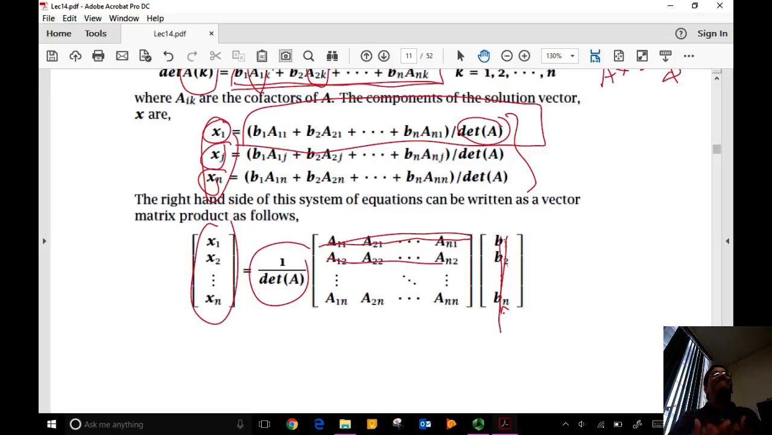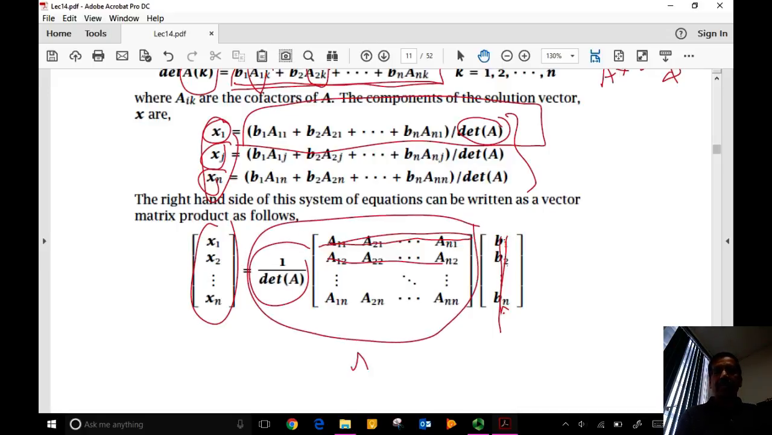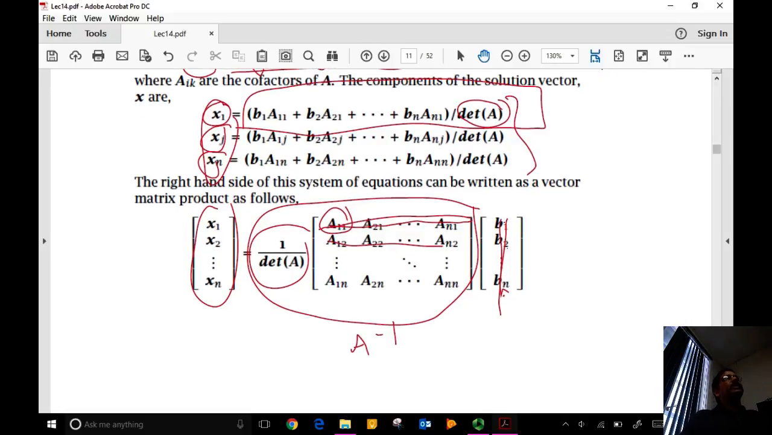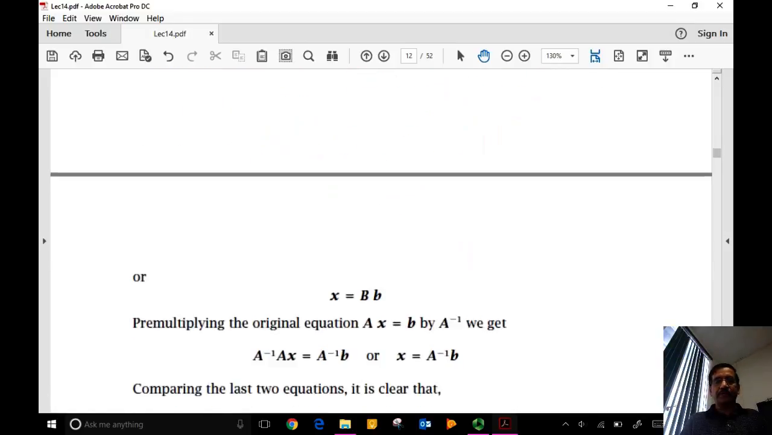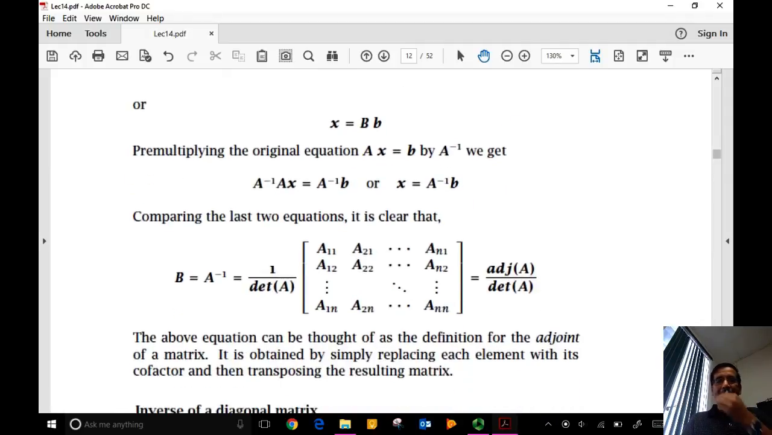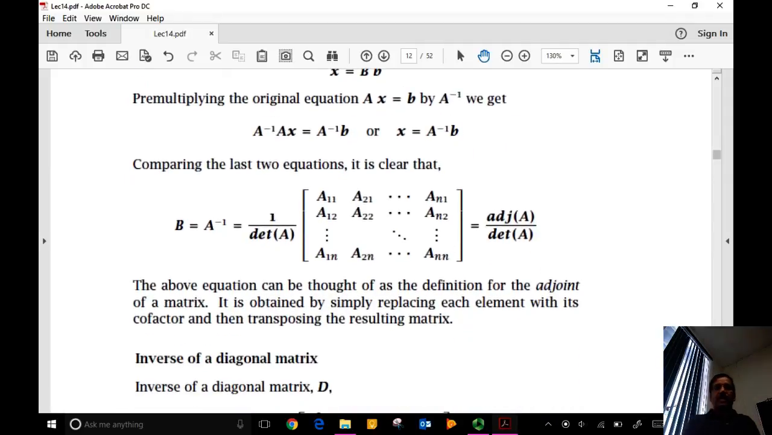So now I have an algorithm because this product is what A inverse is. And I know how to calculate the determinant. I know how to calculate each one of these determinants of the submatrices, A11, A21, etc. Again, not a very efficient way of doing it, but at least I have a way which would work for 3x3, 4x4 small systems. I can write a code.